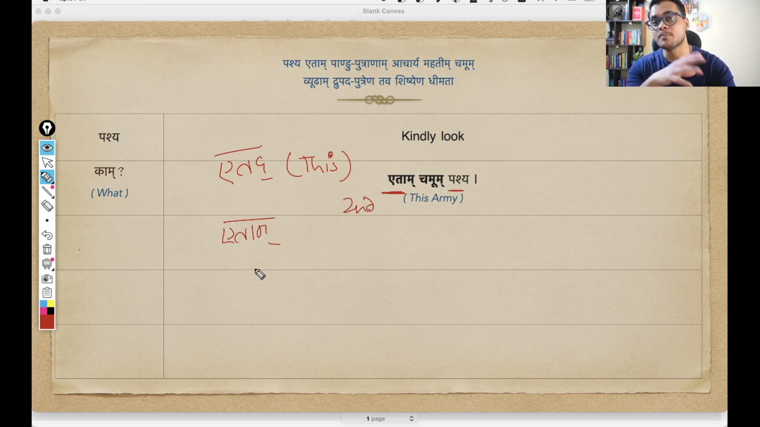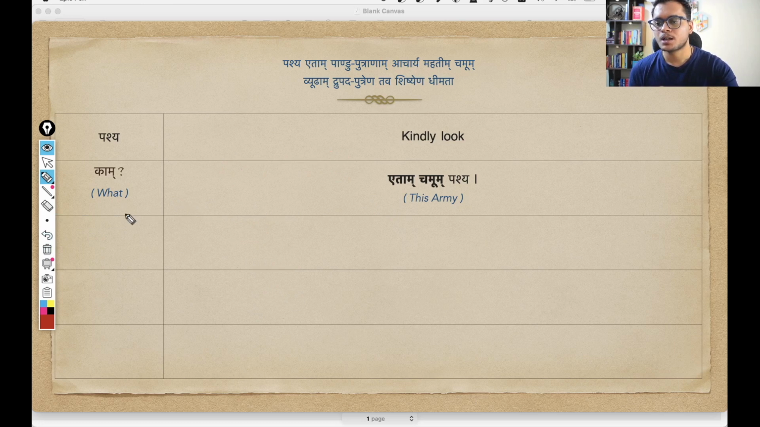If it had been a masculine gender, it would have become etam. Now you will start to see the pattern between masculine gender and feminine gender. It has some sort of pattern that eventually becomes intuitive to understand. So anyways, the answer is etam chamum. That means this army. So kindly take a look at this army.